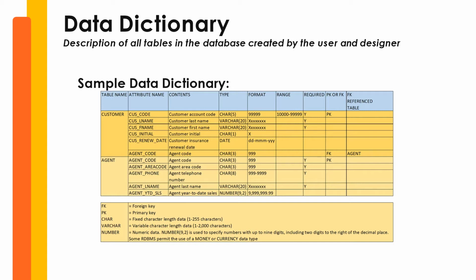As you can see in this data dictionary, we have the table name, the attribute name, the contents, the type of data that you're going to store in that particular attribute, the format if there is any, the range of values that we are allowing for that attribute, if it is required or not, if it is a primary key or foreign key, and if it is a foreign key, what is the reference table. And as we have said, this is just an example. There are other formats that we may follow when we are creating our data dictionary.